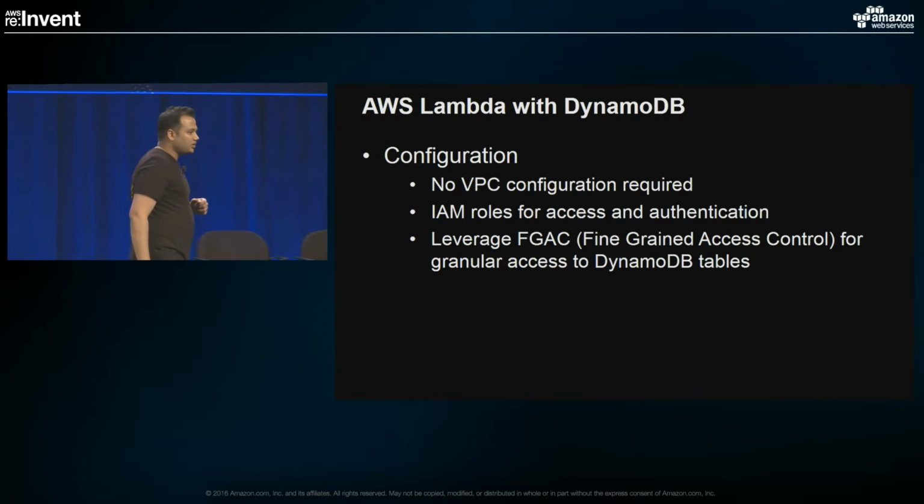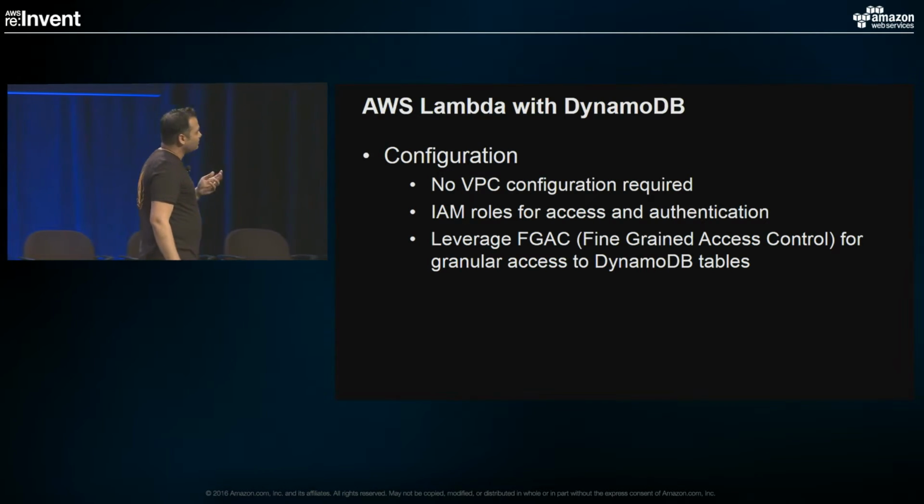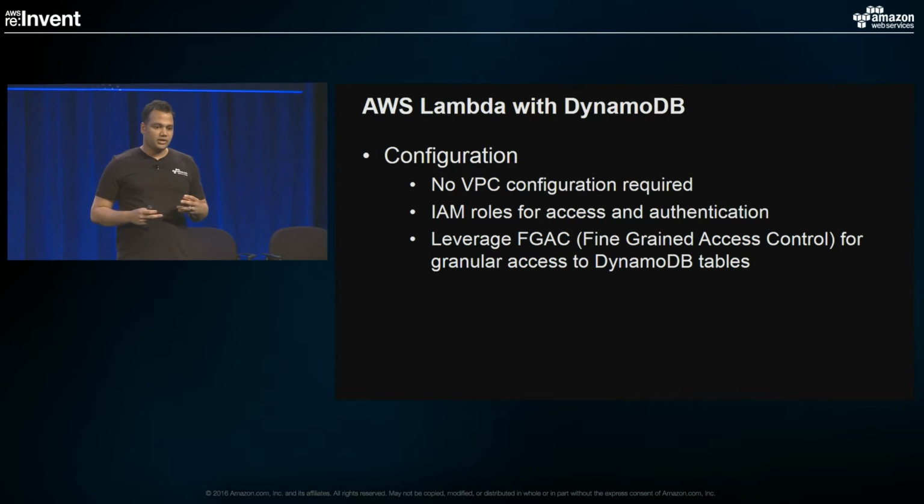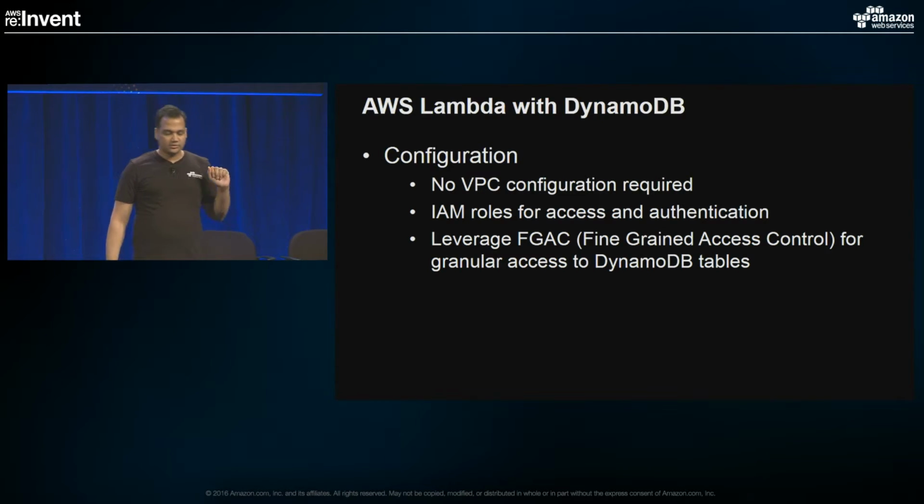So what does the configuration look like for Lambda with DynamoDB? Since it's a serverless application, there's no VPC configuration required. You have IAM roles for user authentication. Unlike a traditional SQL Server database, where you have to have a user ID and a password to connect to it, in this case it supports IAM firsthand. So you can leverage the fine-grained access control.